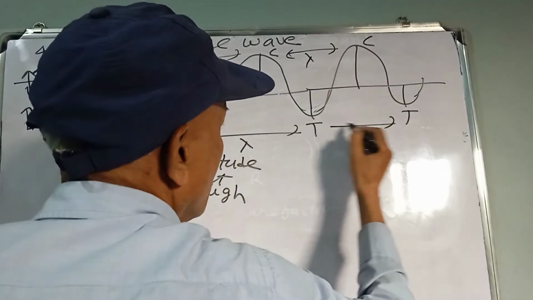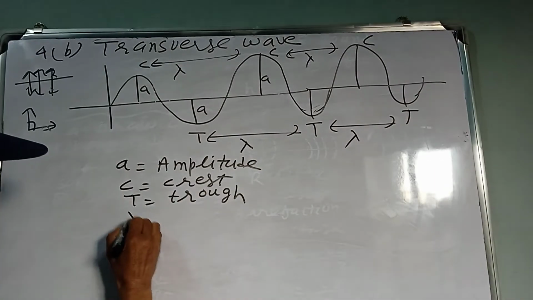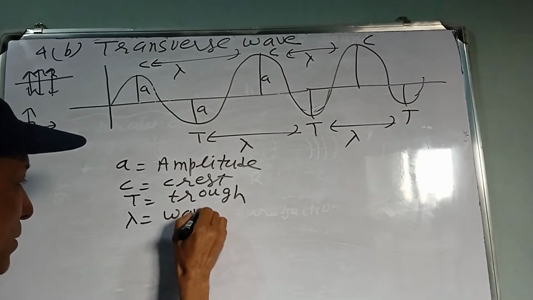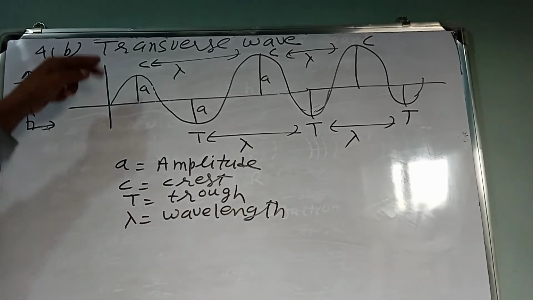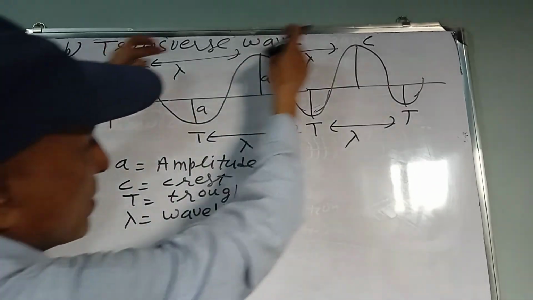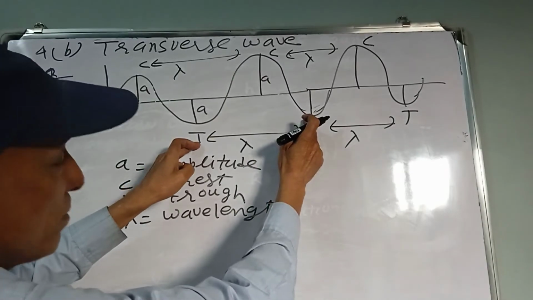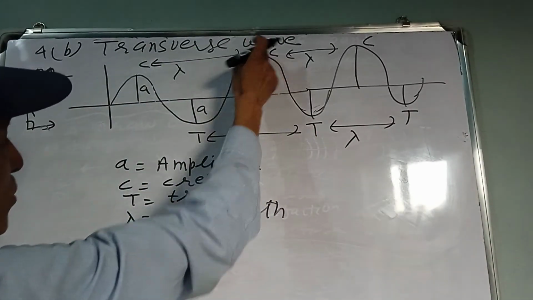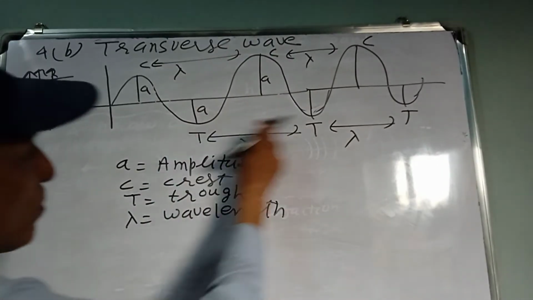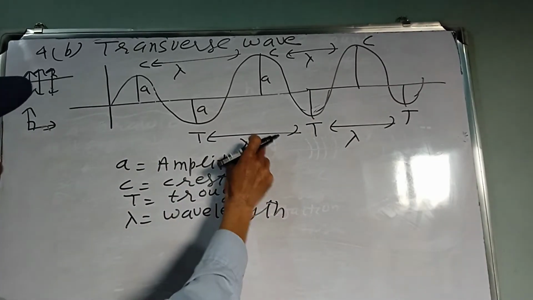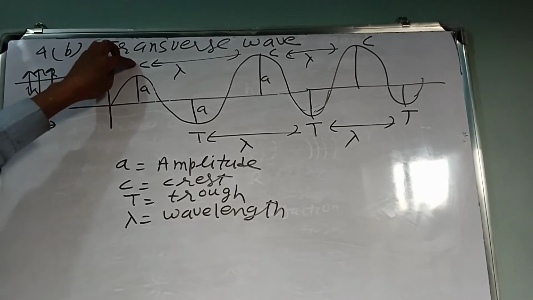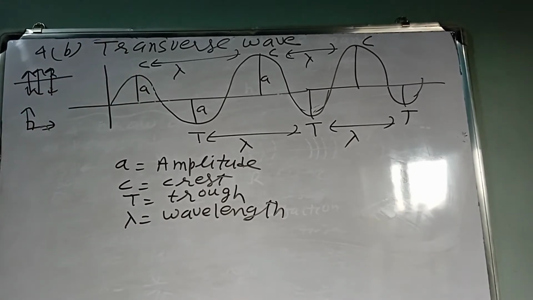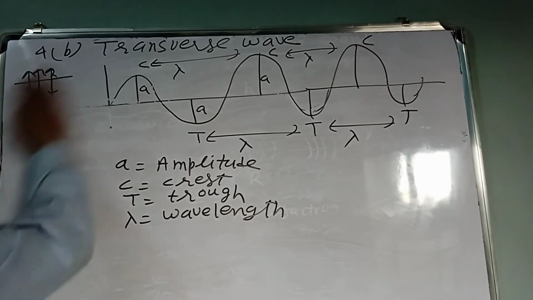Lambda is wavelength. It is the distance between two successive crests or two successive troughs. Crest, crest ko bichko distance, wavelength. Trough, trough ko distance, wavelength. Maximum displacement, A. Highest point, C, crest. Lowest point, T, trough.